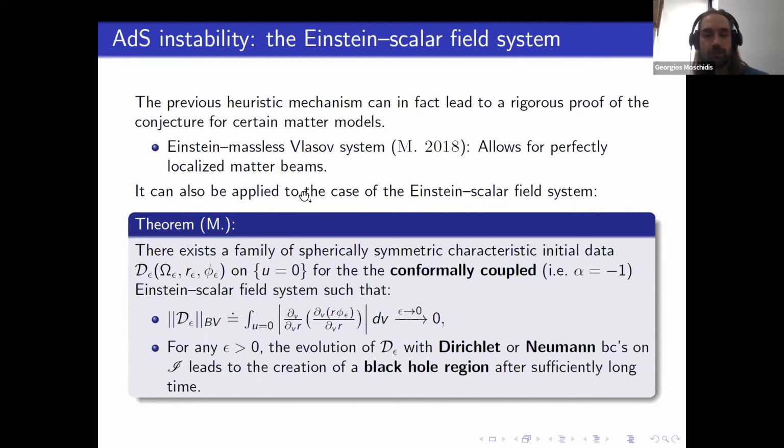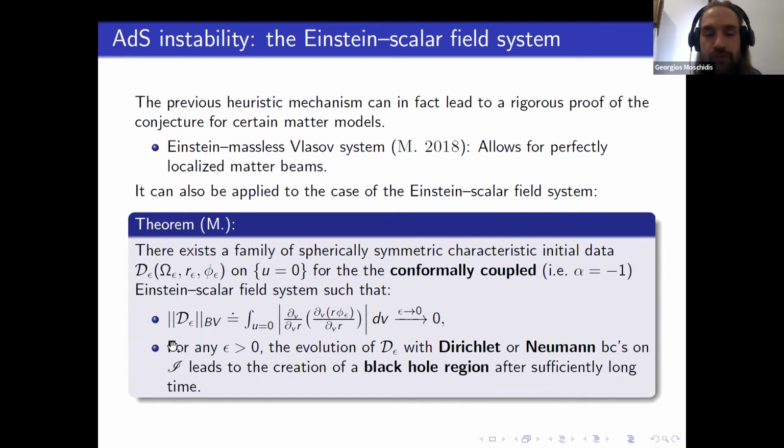And the theorem I have is the following. The theorem is actually what you would expect for the ADS instability conjecture. The theorem is that this conjecture is true in the case of the conformally coupled Einstein-scalar field system. That is when the Klein-Gordon mass is exactly equal to -1, with either Dirichlet or Neumann boundary conditions at infinity. In particular, I claim that there exist initial data which are arbitrarily small with respect to the BV norm of Christodoulou, more on that in a minute, such that if we look at the evolution of those data with either Dirichlet or Neumann boundary conditions, then eventually they collapse into black holes.